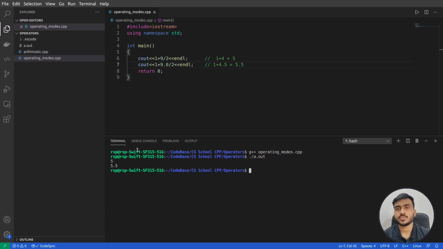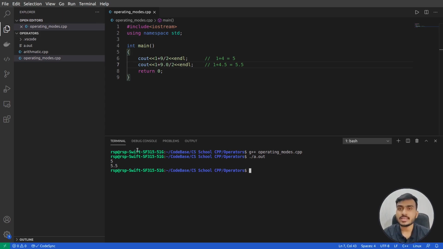Now why is it so? Why am I discussing this topic and explaining all this stuff? Because there is a very interesting thing in arithmetic expressions called the evaluation mode of the arithmetic expression. Whenever you write any arithmetic expression, the compiler follows some strategy in order to evaluate that expression. There are three modes in which the compiler can evaluate your arithmetic expression.